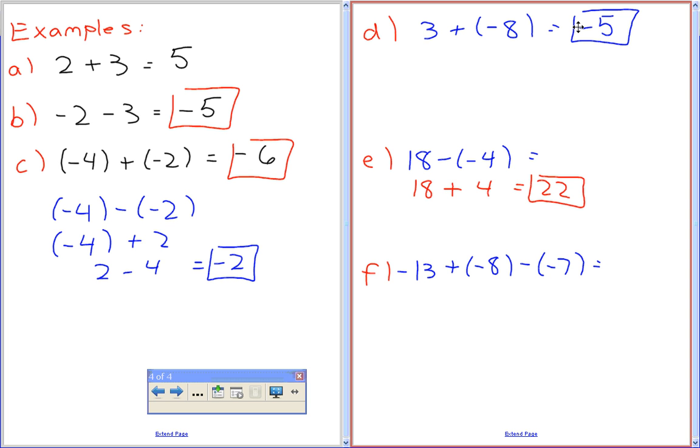I'm going to get rid of all the brackets. How can I rewrite plus negative 8? What's that just the same as? Yeah, just minus 8. So I'll write that as negative 13 minus 8. What is negative 7? Plus 7. And 13 minus 8 should be negative 21, and then plus 7 should be negative 14.